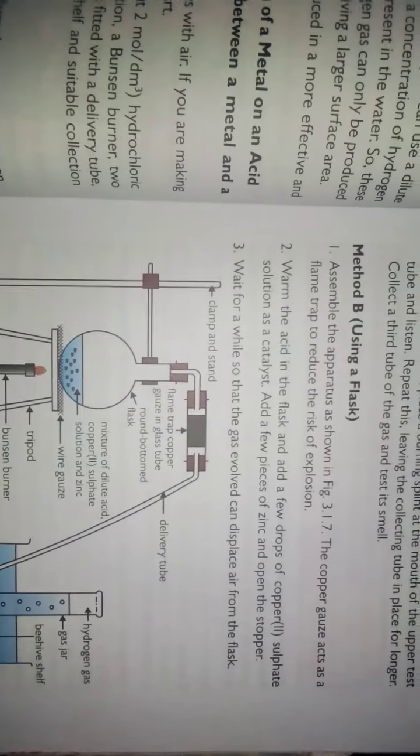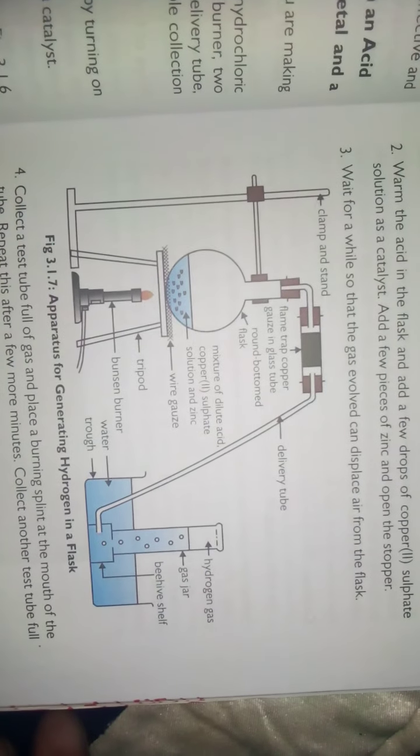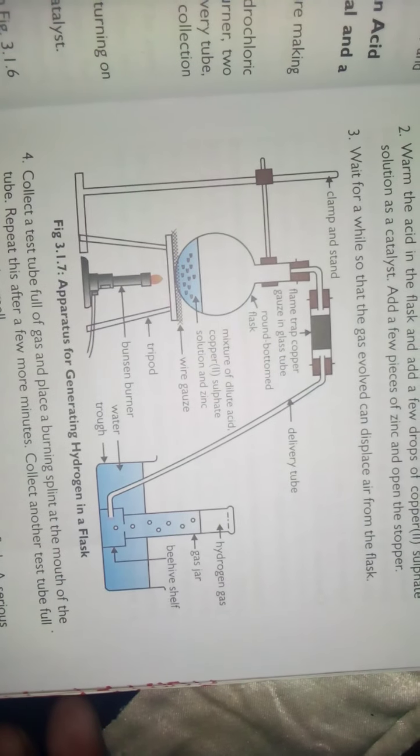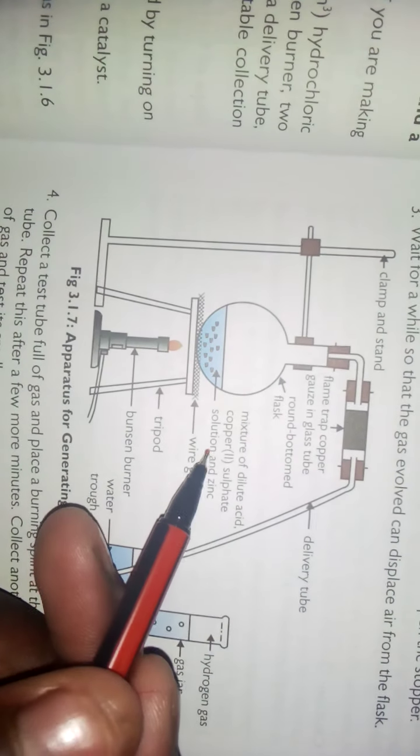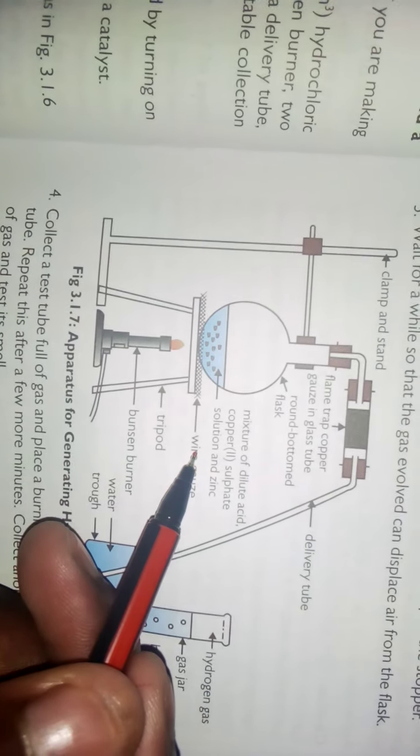So now, how do you prepare hydrogen? We shall only mention two ways. The first way is the action of metals on acid, and this is what you are seeing here. If you look at the mixture, there's a dilute acid, then there's copper(II) sulfate solution and zinc.